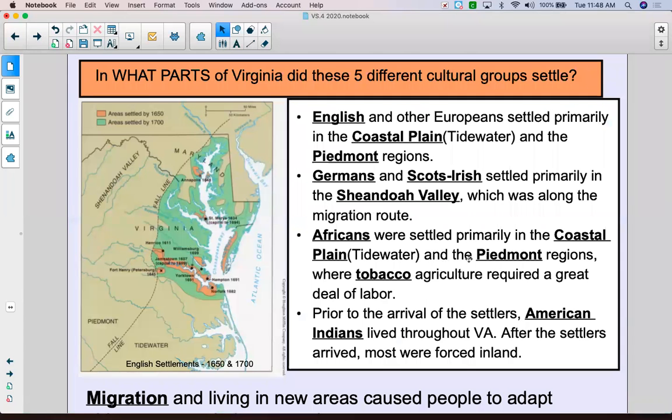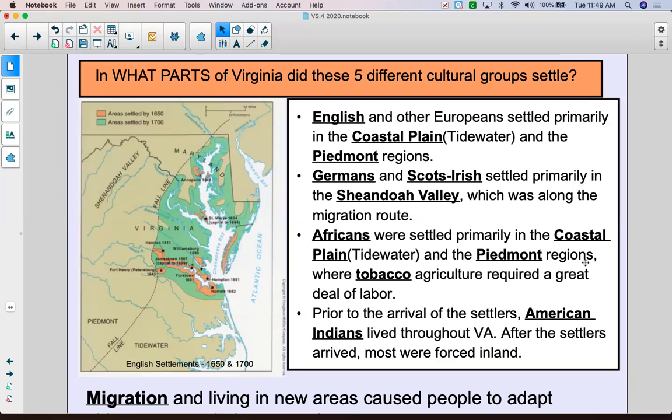All right, in what parts of Virginia did these five different cultural groups settle? The English and other Europeans settled primarily in the coastal plain tidewater and the Piedmont regions. Germans and Scots-Irish settled primarily in the Shenandoah Valley, which was along the migration route. Africans were settled primarily in the coastal plain, tidewater, and the Piedmont regions, where tobacco agriculture required a great deal of labor.